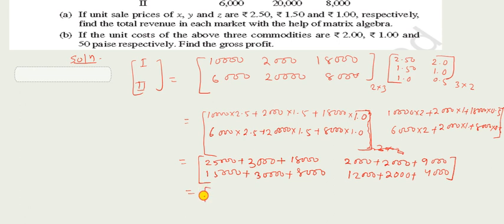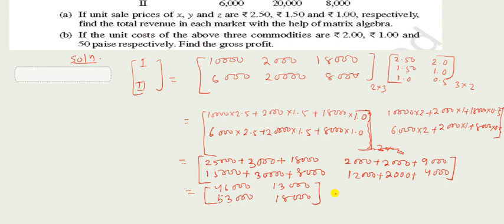Now this is 28 plus 18, that is 46,000. Next it is 13,000. Next it is 53,000. Next it will be 18,000.